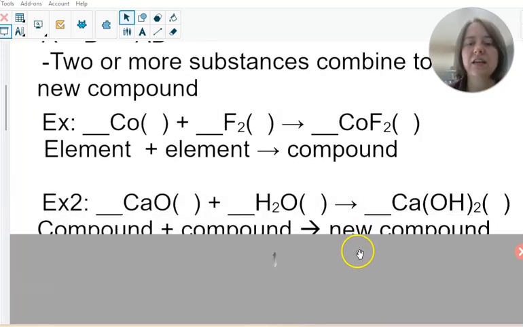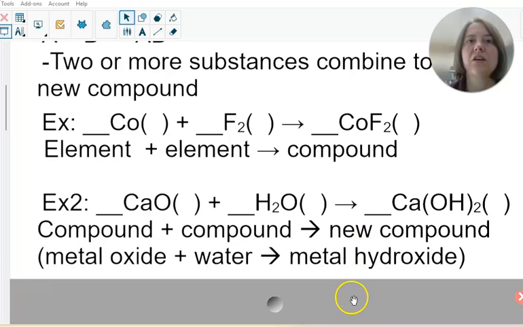Let's go over a second type of synthesis reaction. In this one, you have a compound that reacts with another compound to make a new or more complex compound. So in this case, we have calcium oxide reacts with water to form calcium hydroxide, and I want you to take a moment and balance your equation and put in your states of matter.